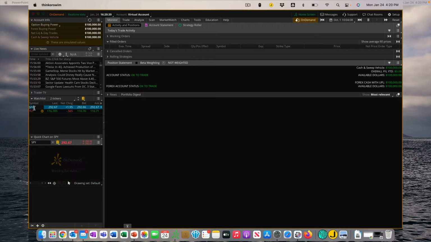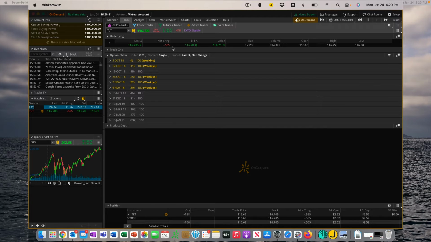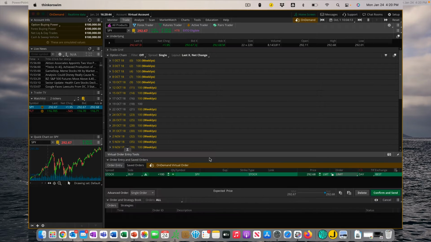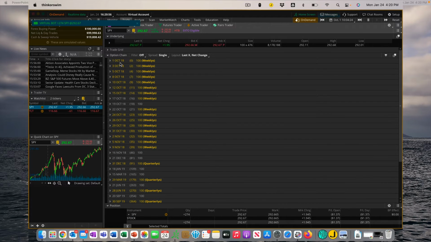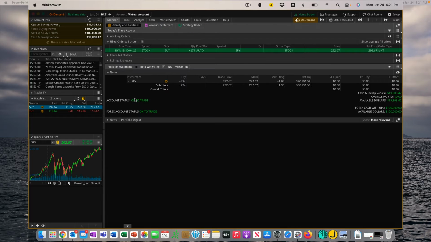So let's do it this way. Let's go ahead and just look at the SPY part. So I'm going to buy 274 shares at the market. All right, so now I'm only looking at the equity portion, which is 80,000. If I look at my net liquidity here, I've got 80,191. But I'm not putting in the TLT part, so I've got $20,000 of option buying power.